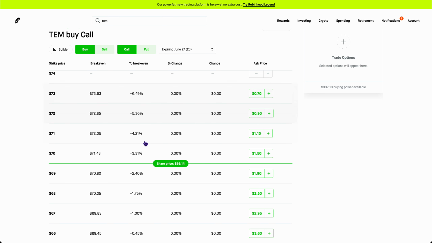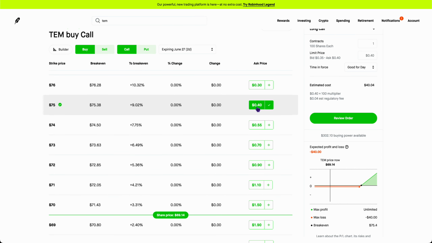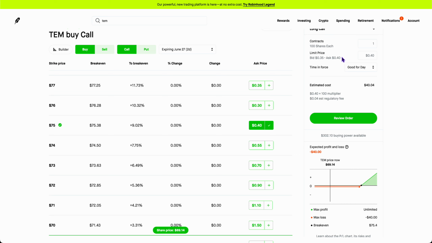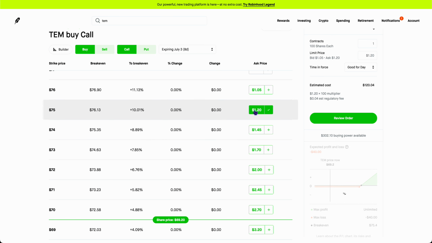Going back to TEM, 75 for the weekly, right, is 40 cents. Okay. Where's my spread? Okay, so it's a $5 spread. This is not ideal for me. I really don't want anything more than a $2 spread. So I'm going to look at next week contracts. Okay, and this spread is definitely not ideal because I only have $300 to work with, right? Like $320 or something like that.